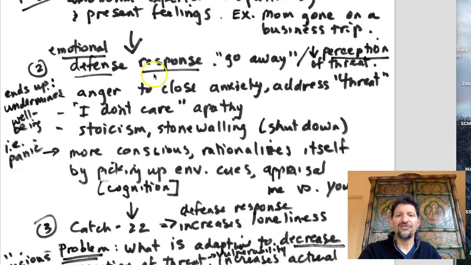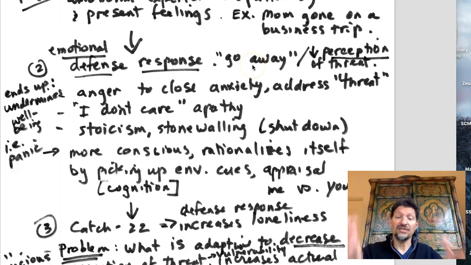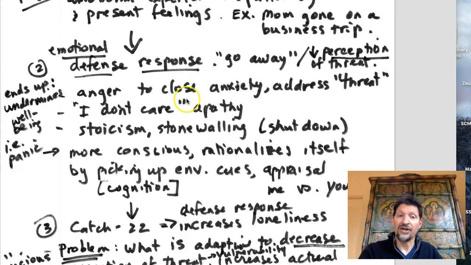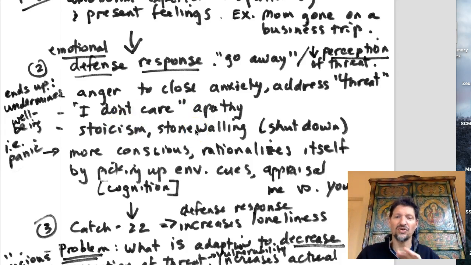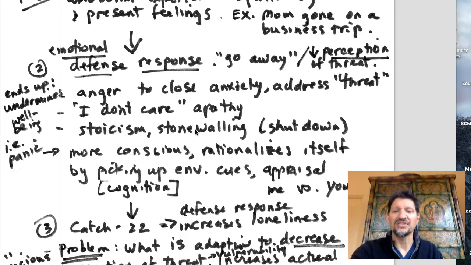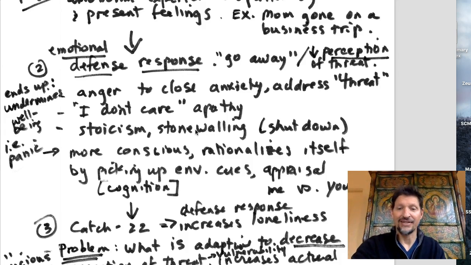So your emotional defense response may be to say, go away, all right? Maybe a perception of a threat. It could use anger, or being cranky to close off the anxiety, to address the threat. There are other responses you could have: this I-don't-care kind of apathy, or stoicism or stonewalling, where you shut down. These are all what you would call dysfunctional or maladaptive.